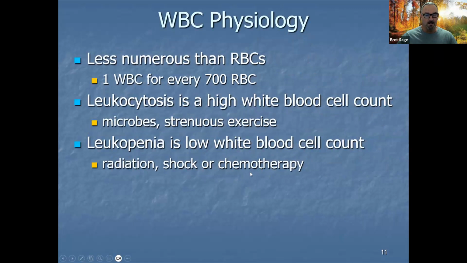White blood cell physiology. They're much less numerous than red blood cells. There's about 1 white blood cell for every 700 red blood cells, less than 1%. Leukocytosis is a high white blood cell count, which can be due to infection or strenuous exercise can cause more white blood cells. Leukopenia is low white blood cell count due to radiation, shock, or chemotherapy.